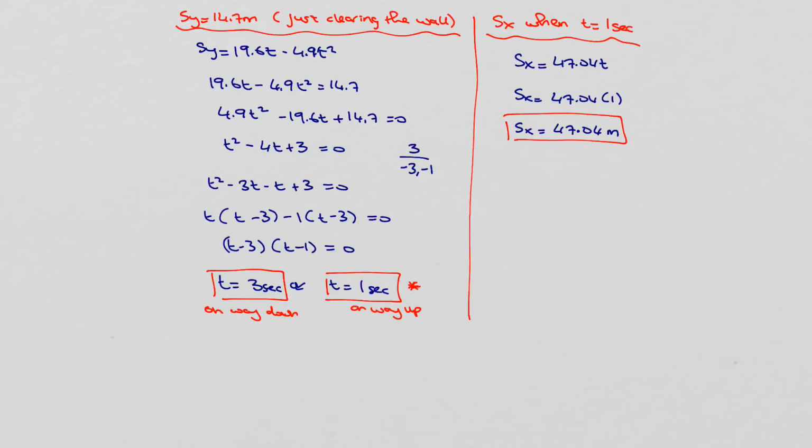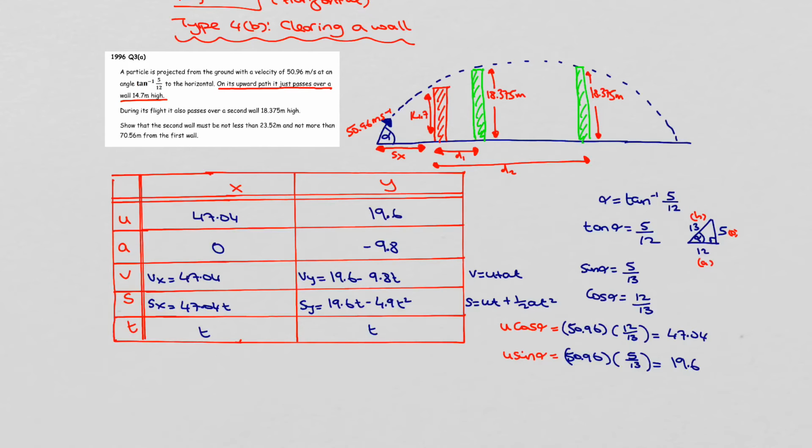So now, if I look at the second wall, again I go back to the question. We're told the second wall that it has to pass over, if I highlight, is 18.375 metres. So if I know the time at which this occurs, then I can work out again the distance from the starting point to the foot of the green wall, in other words, the wall that's 18.375 metres high. And that distance would be Sx plus the distance between the wall that's 14.7 metres high and the wall that's 18.375 metres high. Okay, so let's have a look at that.